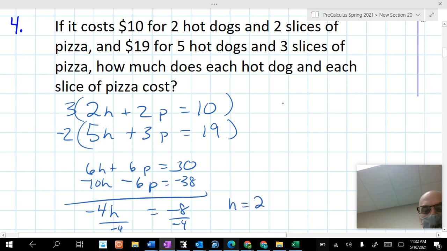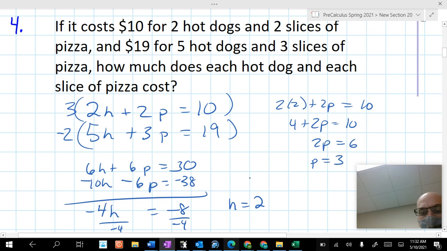If we stick it into the original, 2 times 2 plus 2p equals 10. So 4 plus 2p equals 10. 2p equals 6. P equals 3. So a hot dog is $2. Pizza slice is $3.